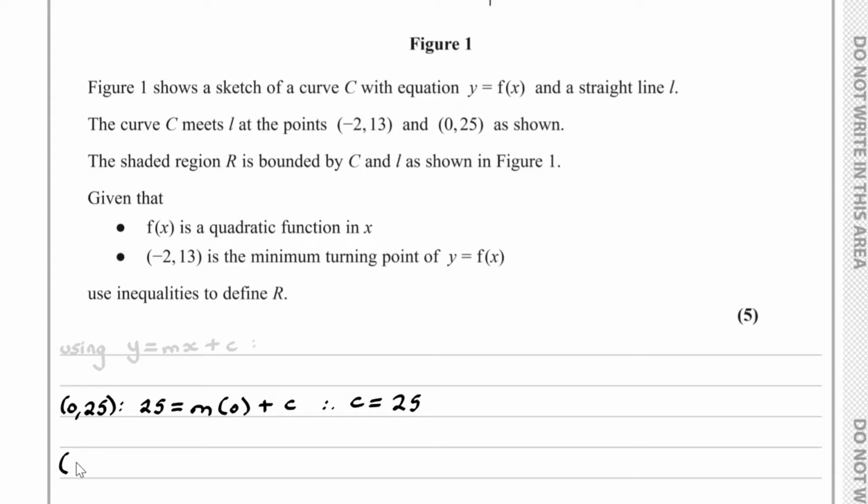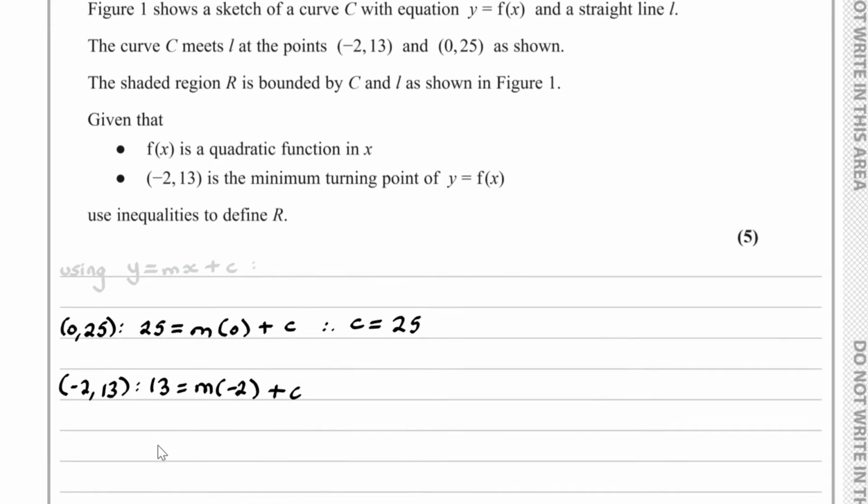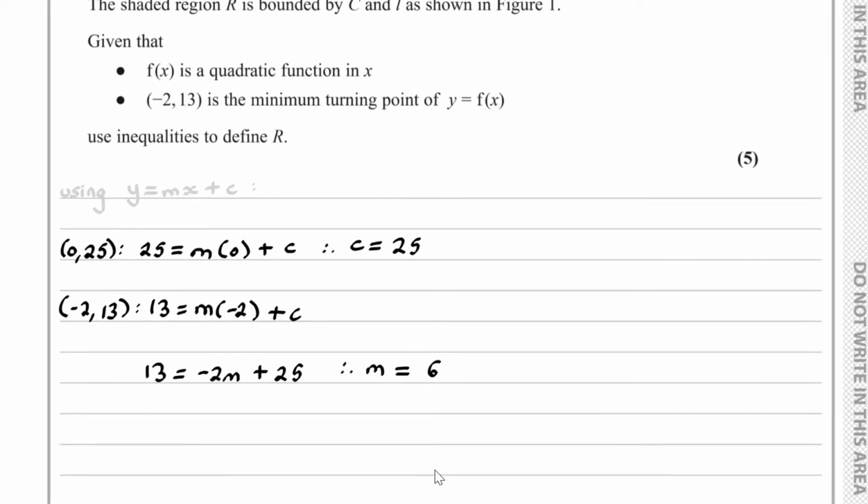Considering this point -2, 13, we have 13 equals m lots of -2 plus c. So therefore we have 13 equals -2m plus 25. We can conclude here m is equal to 6. And therefore the equation of L, we have y equals 6x plus 25. Okay?